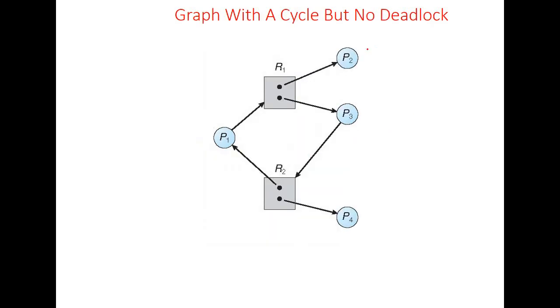Now we will see one more resource allocation graph, whether there is a deadlock or not. Let us check it. P1 is waiting for R1. There are two instances of R1. One instance of R1 is allocated to P2, another instance of R1 is allocated to P3. P3 is waiting for R2. Of R2, one instance is allocated to P1, another instance is allocated to P4.